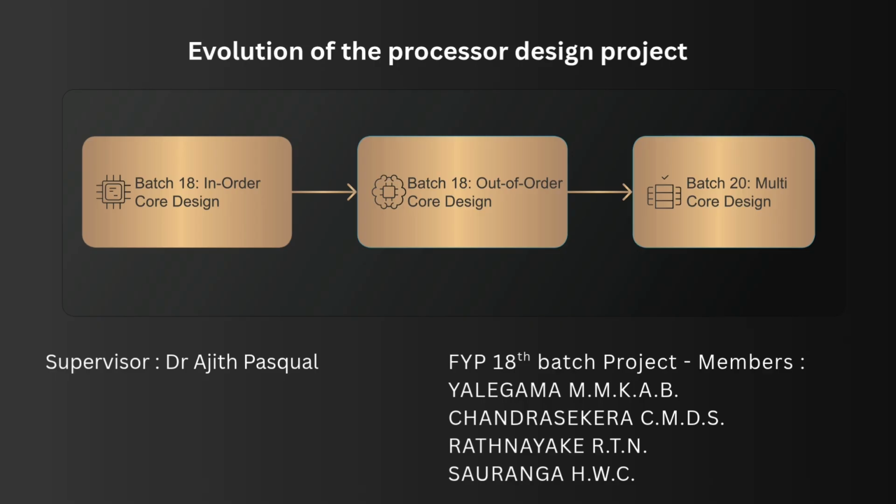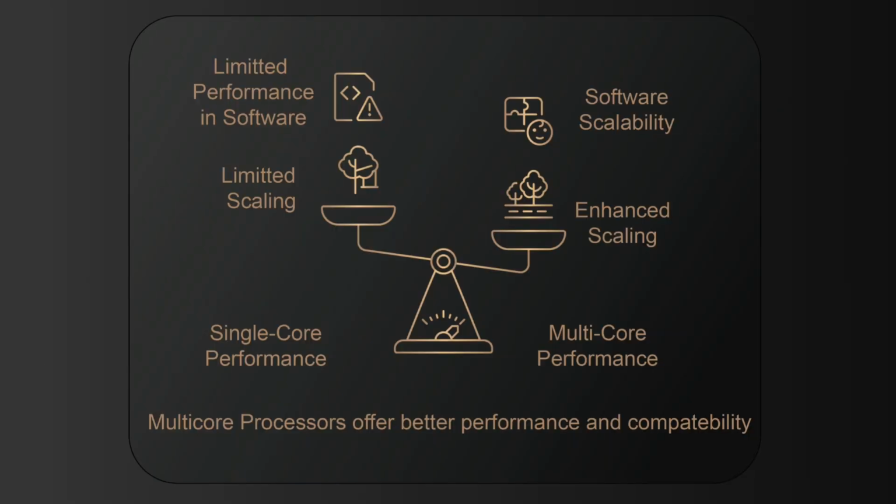Our journey builds upon the foundation laid by Batch 18, who developed a RISC-V in-order core and out-of-order core, paving the way for our work on a multi-core system that pushes performance further through parallelism. Single-core processors struggle with complex workloads, creating performance bottlenecks. Multi-core processors overcome this by running tasks in parallel, enabling faster, more efficient computing across modern systems.